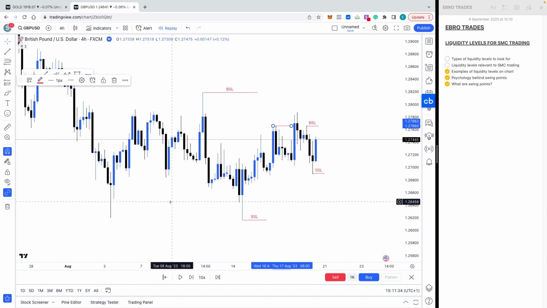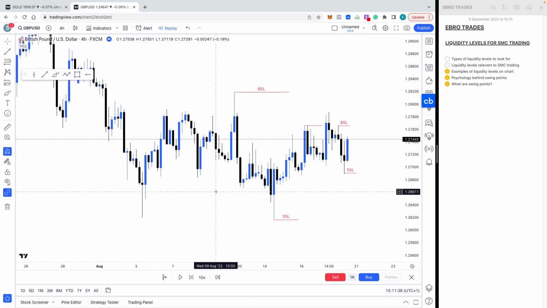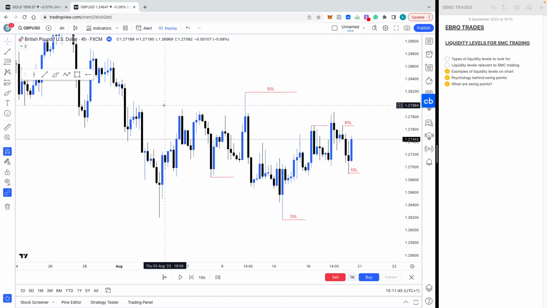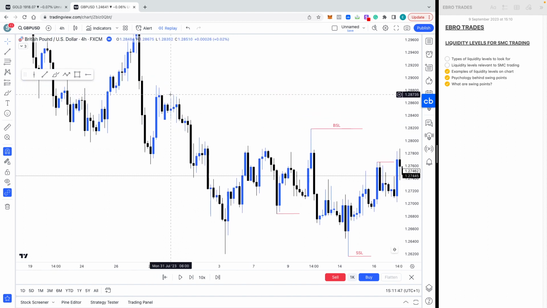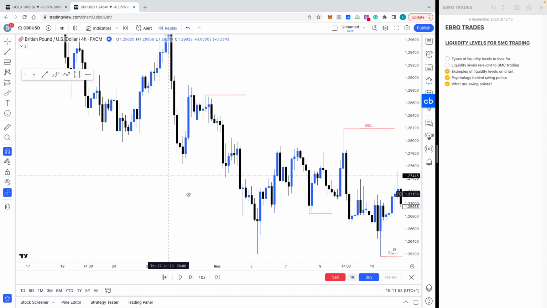Where else can we see equal highs and equal lows? So these liquidity levels over here. We've got two highs that are pretty close to each other. We call them equal highs. That's something that we look at pretty carefully. We've got a lot of highs here that are consecutive. And so we'd call these equal highs.